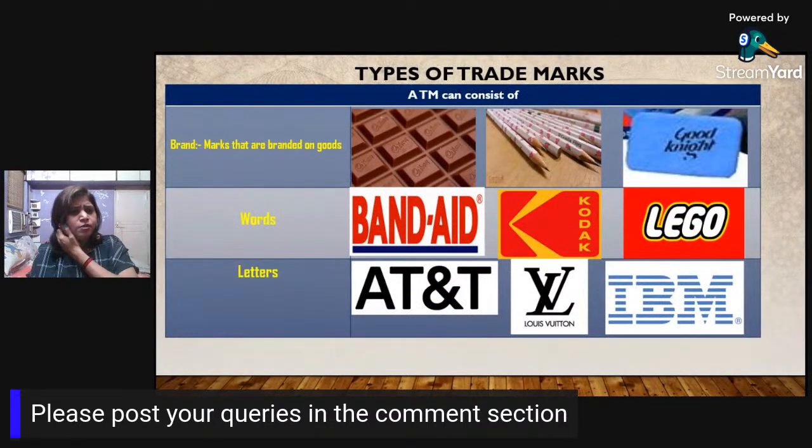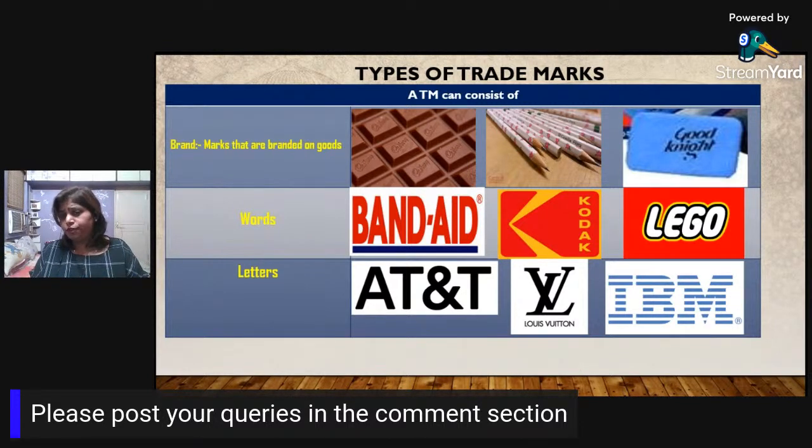So, types of trademarks. Everybody knows you can do trademarks. Cadbury, for example: the design, what is written on it, you can mark it on the brands, on the goods. So that is a type of trademark. Then flower, pencil, Good Knight, then words also. And words means not just any word; you have to combine words in such a manner that they have a uniqueness about them. So Band-Aid, Kodak. No one actually knows what Kodak means because it does not have any meaning.